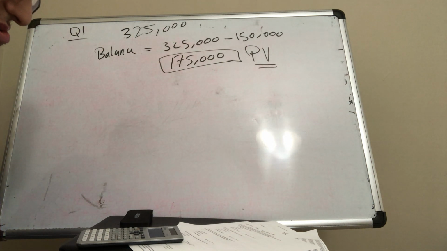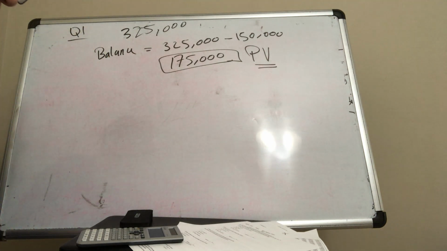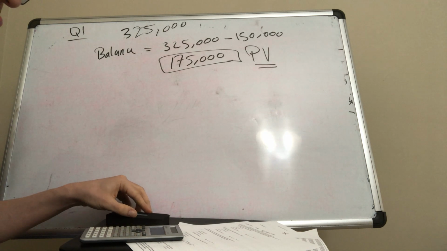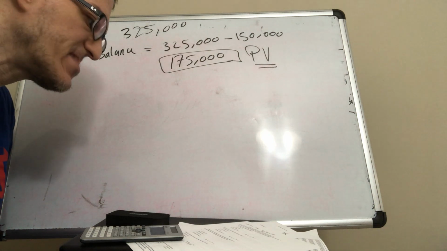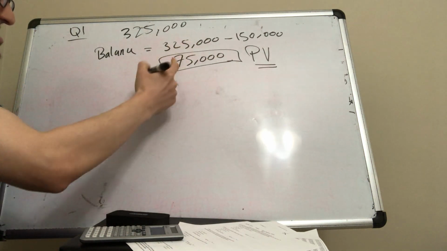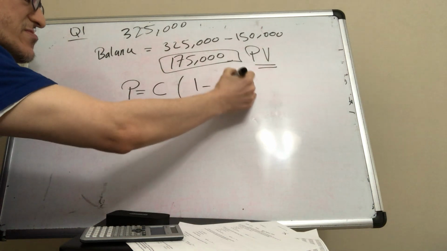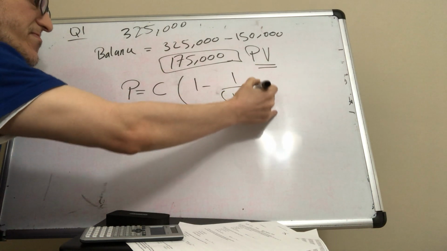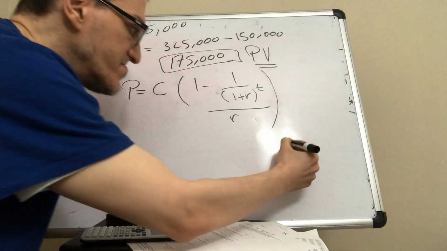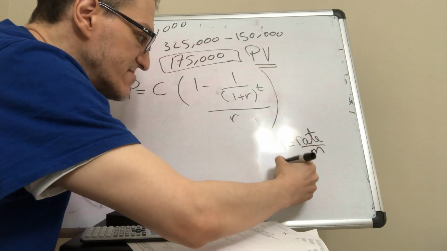It's for 30 years, and it's compounded. The interest is 6% compounded monthly. What's the payment? Since there are multiple payments made, and this is present value, we're going to use present value equals C, where R is the rate over M.